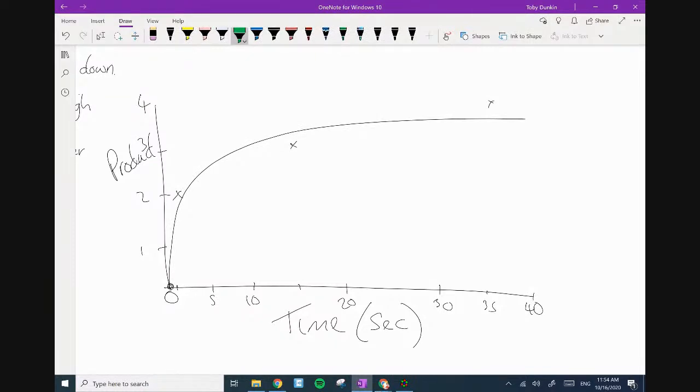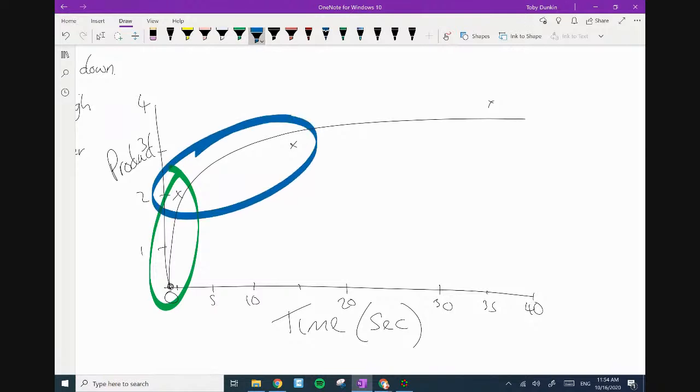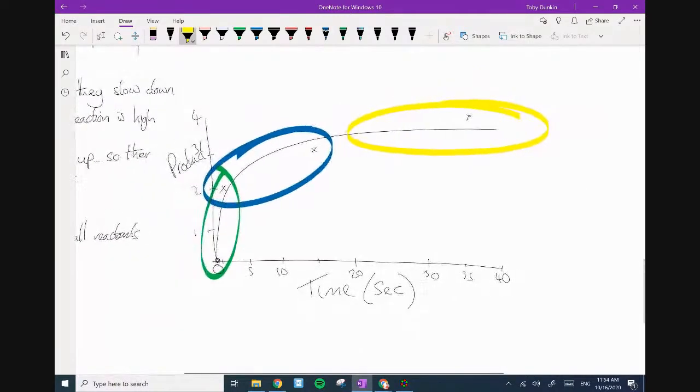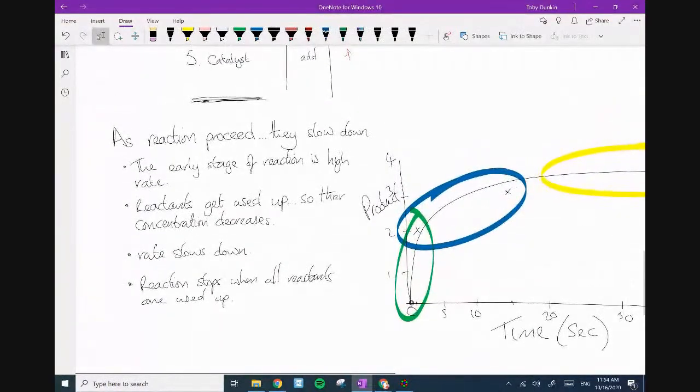So at the beginning stage, this stage here is really, really high rate. This is going at the highest rate because it's had the highest concentration. It now starts to slow down because it's being used up, concentration drops, and then it finally ends when all the reactants are finally used up and the graph levels out. So it's nice just to look at this and see what's happening in terms of the particles.